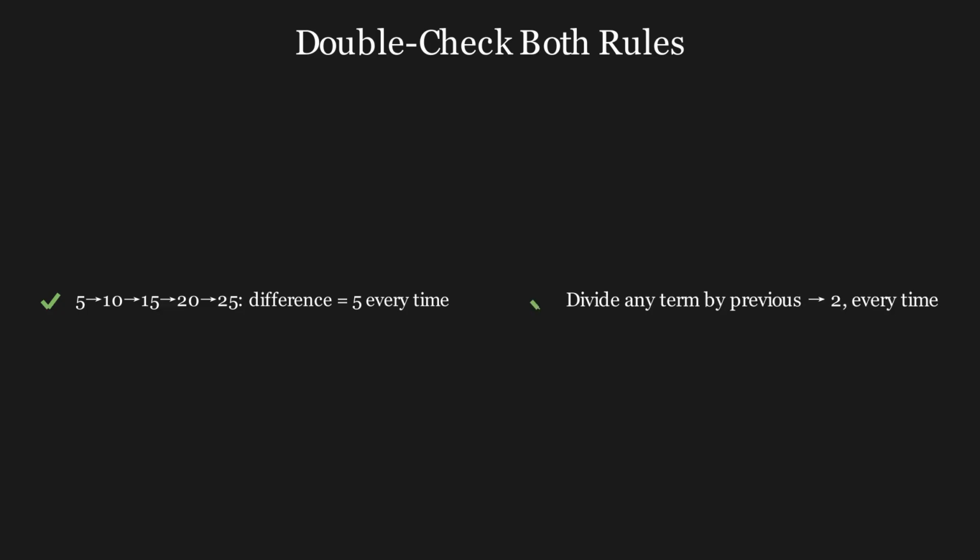Let's double-check both jars actually follow their own rules from start to finish. First jar, 5, 10, 15, 20, 25. The gap between every neighboring pair is 5, no exceptions. Second jar, 3, 6, 12, 24, 48. Divide any term by the one before it, and you get 2 every time. Both rules hold across the entire list, which is how you know you found the real pattern and not a coincidence.